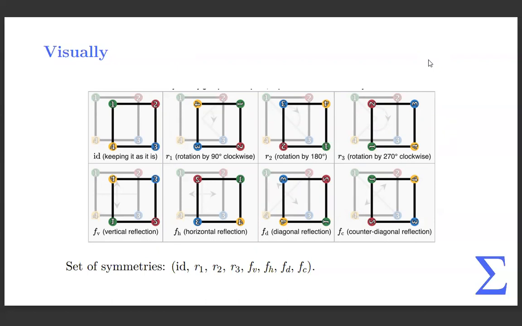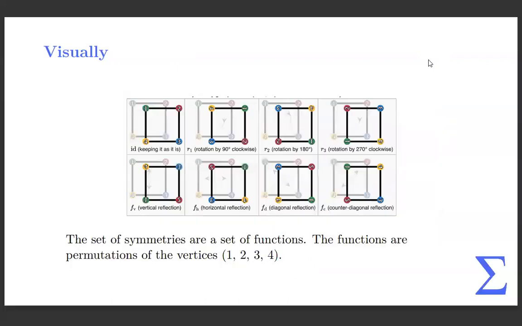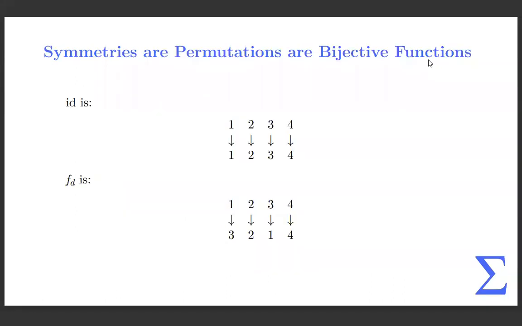So this is the set of symmetries. Why did I choose these specific operations? I could have chosen something else, but as it turns out, this set is a useful set. And we'll see why in a sec, but these symmetries are actually bijective functions that look like this. ID, the identity transformation, just maps vertex 1 to vertex 1, 2 to 2, 3 to 3, and 4 to 4. Whereas FD, which is flipping along the forward-leading diagonal, swaps 1 and 3 basically.